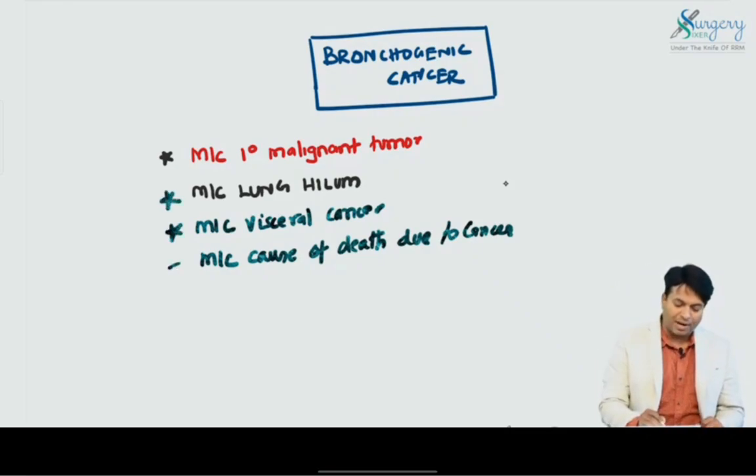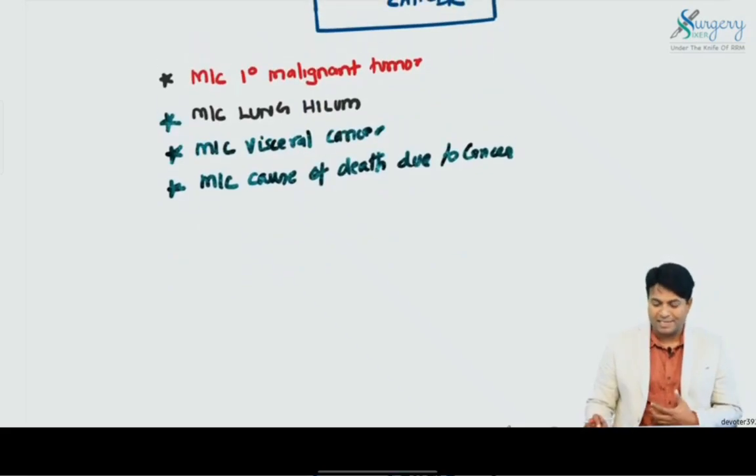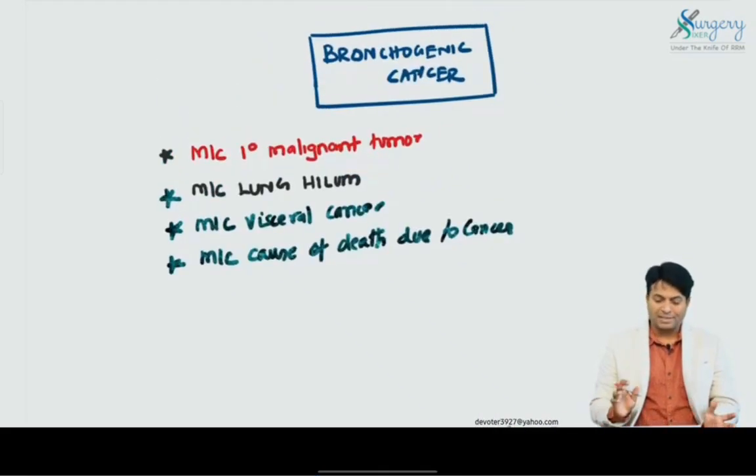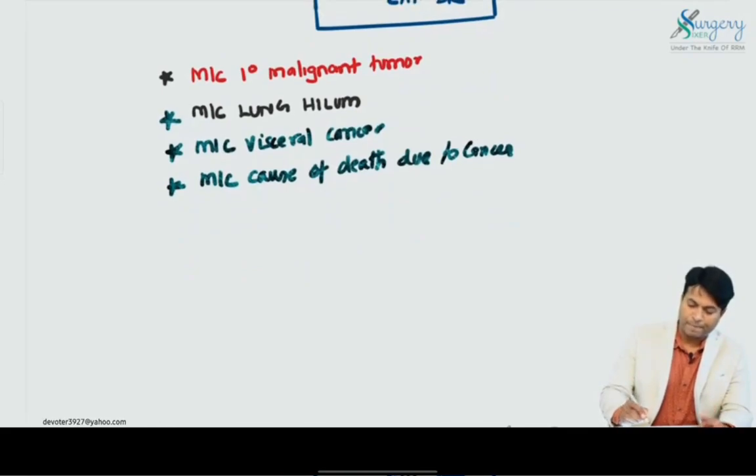In GIT, it is stomach. Overall, it is lung. In GIT, stomach cancer is the captain of GI cancers. Overall, the captain is bronchogenic cancer. Bronchogenic cancer causes death overall. Okay, now bronchogenic cancers. We'll discuss the points now.